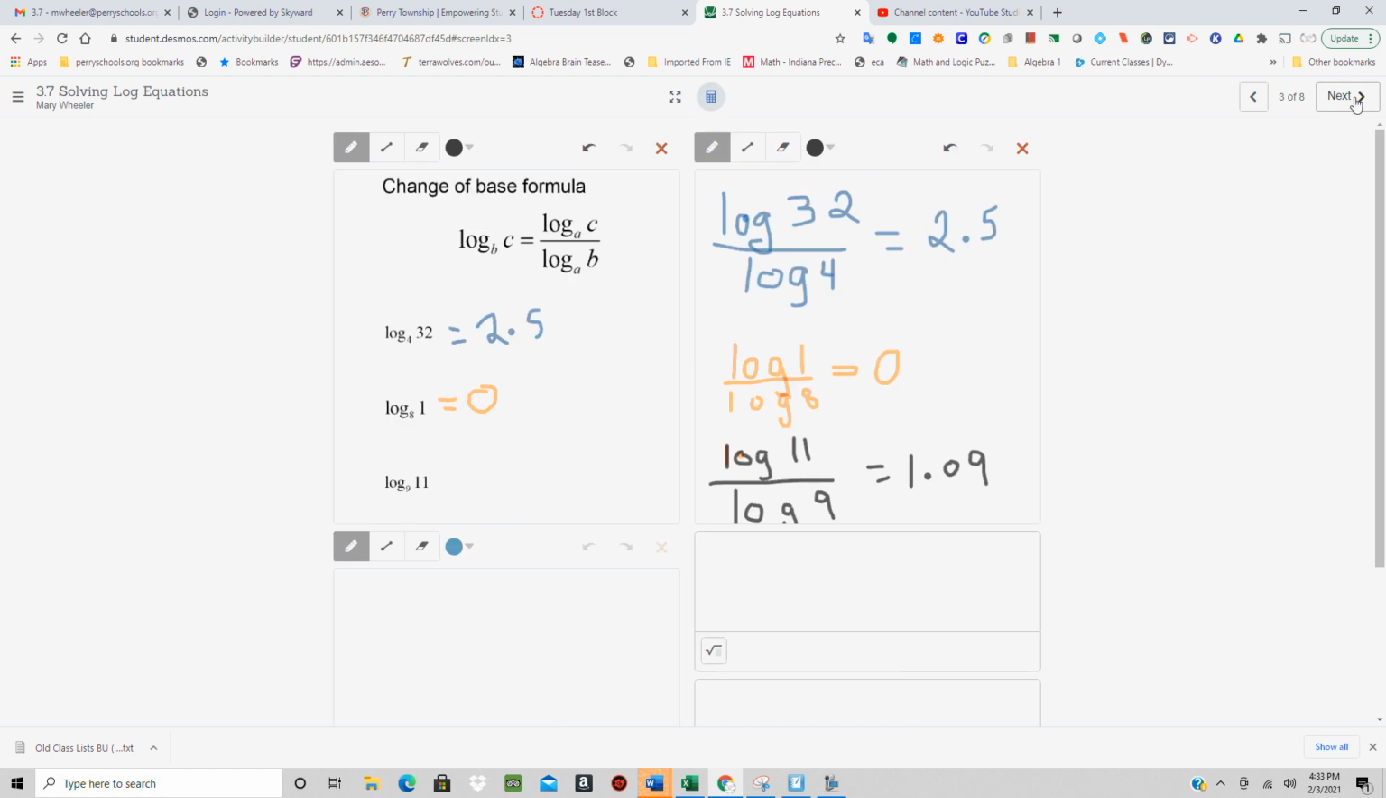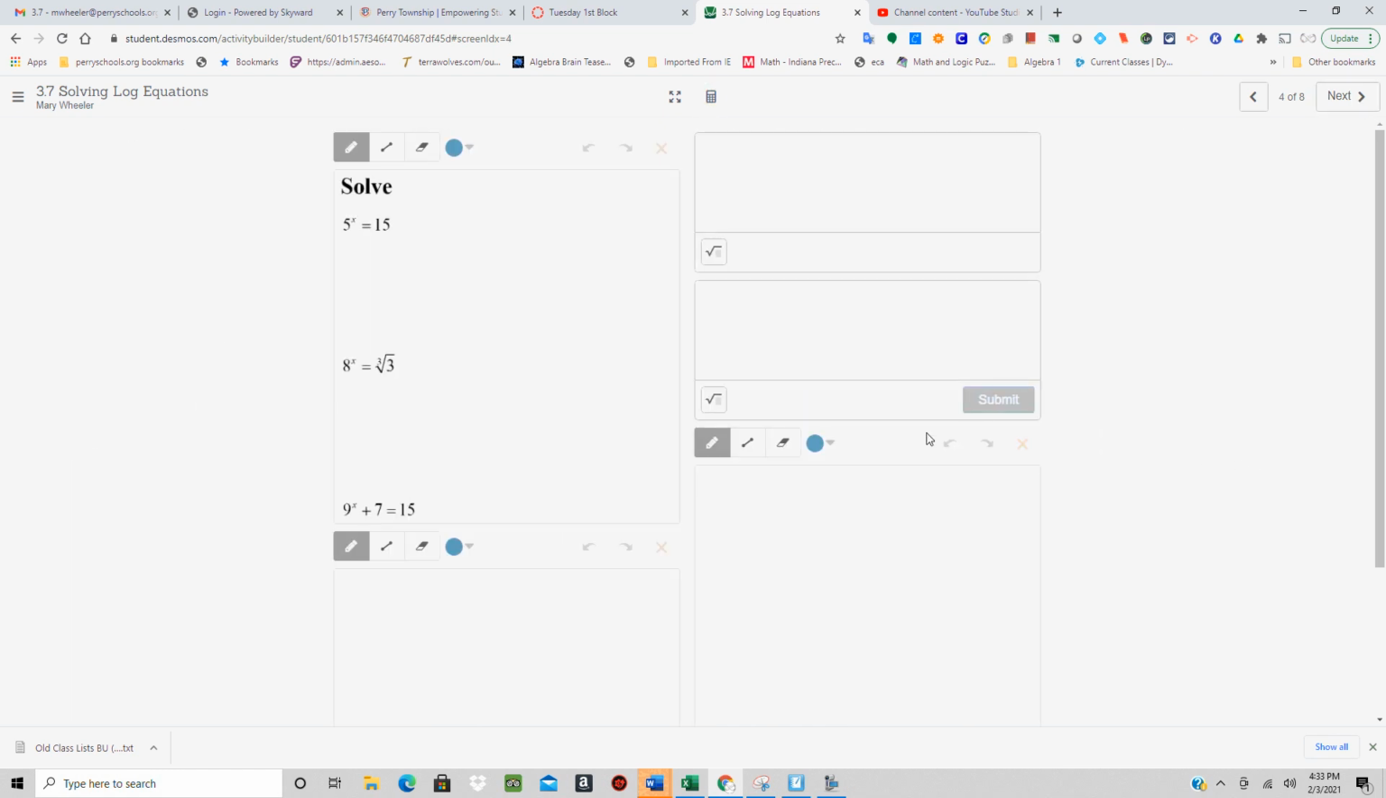Let's go ahead and go on to our next screen, which we start solving on. Again, I left a couple areas where you can actually type in your responses, or if you want to write them. So on here, I have 5 to the x equals 15. I'm going to rewrite that in log form. When we did this in one of our first units, I think it was 3.4. So log base 5 of 15 equals x. And then I'm going to use my change of base formula.